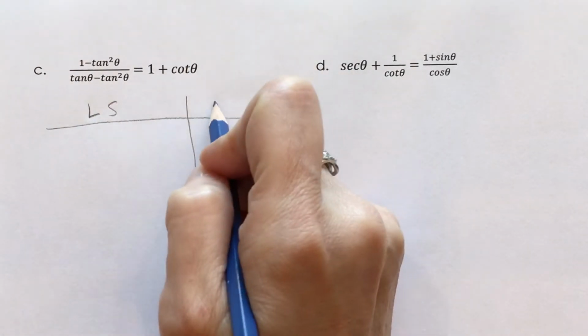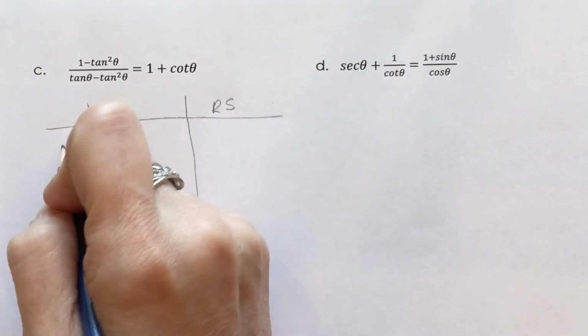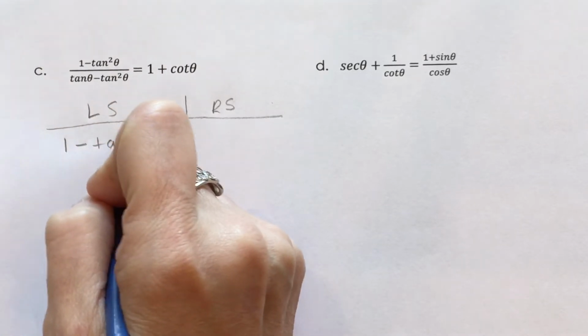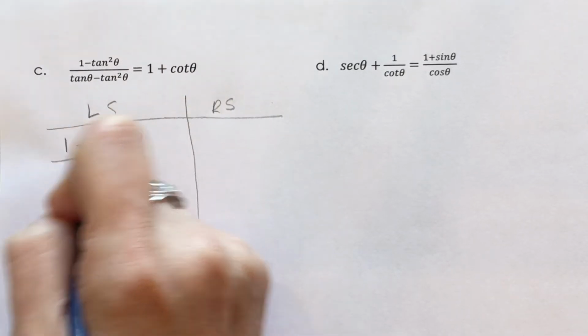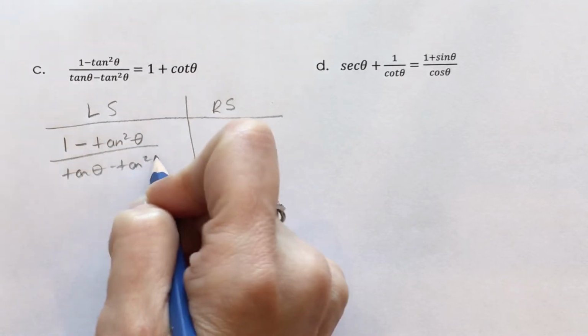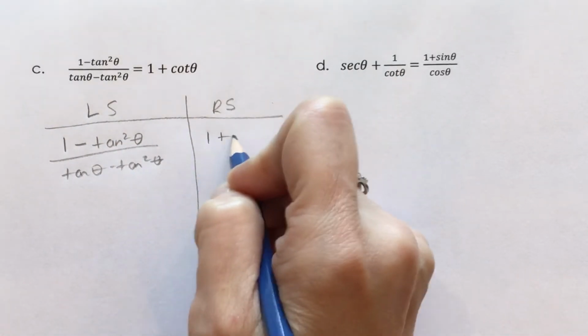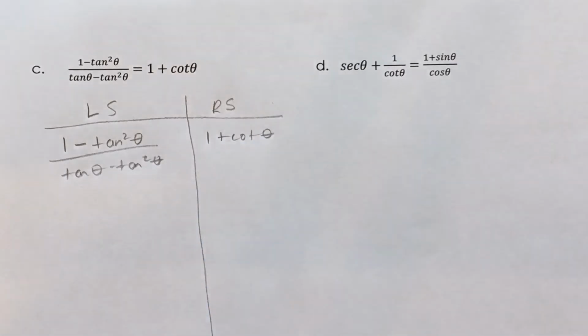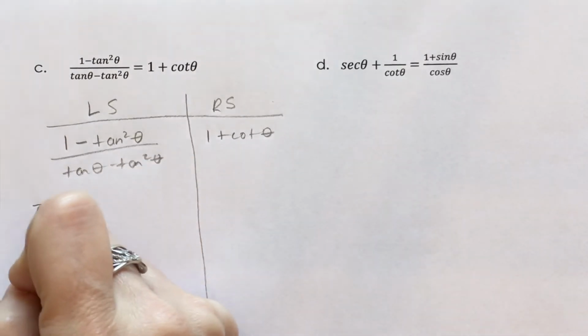Left side, right side. The left side is 1 minus tan squared theta over tan theta minus tan squared theta. And 1 plus cotan theta is on the right side. So obviously the left side looks more challenging. It's all in terms of tan right now.